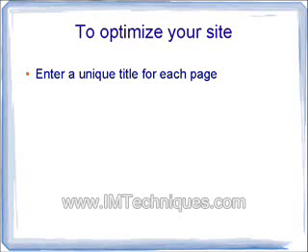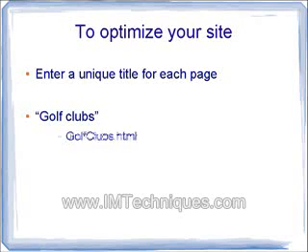First of all, start by entering in a unique title for every page on your site, ensuring that you incorporate your primary keywords based on the content that will be displayed on each page. For example, if you create an article on golf clubs, make sure that you include the term golf clubs when titling and naming your page. For example, you could call it golfclubs.html.